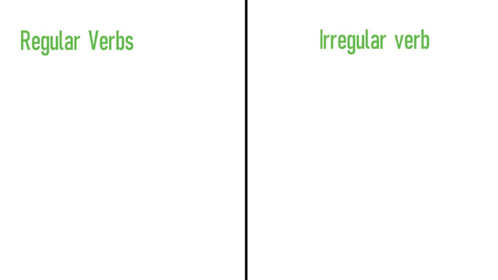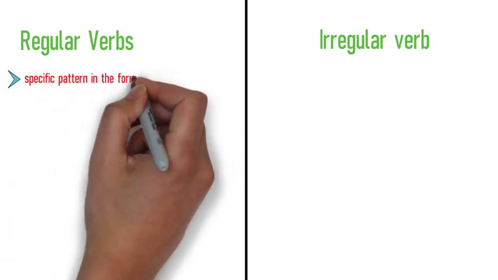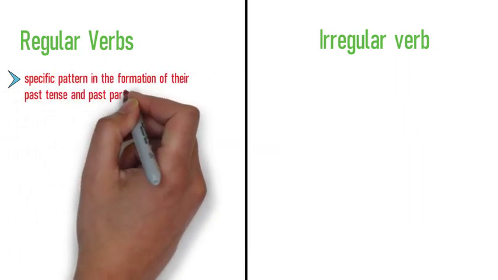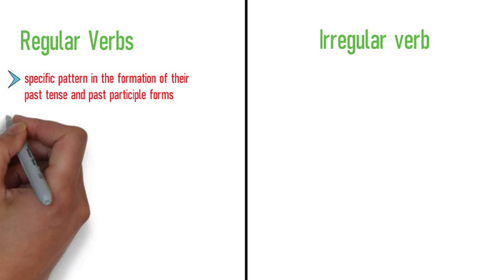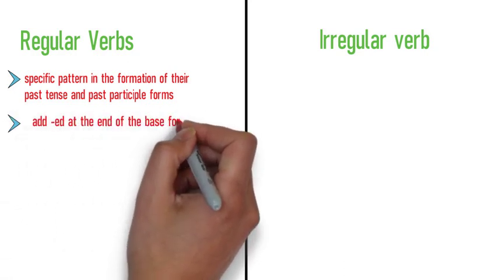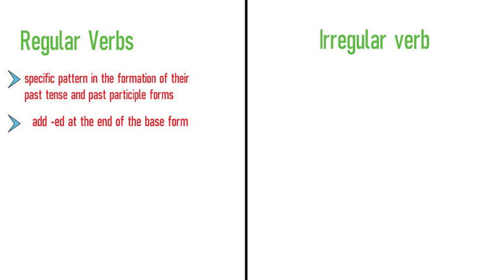Regular and irregular verbs. Regular verbs follow a specific pattern in the formation of their past tense and past participle form, which is to add -ed at the end of the base form. For example, the base form of the verb walk is walk, the past tense form is walked, and the past participle form is walked. We put -ed at the end of the base form walk, so it becomes walked and walked.